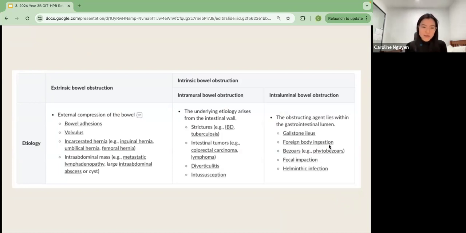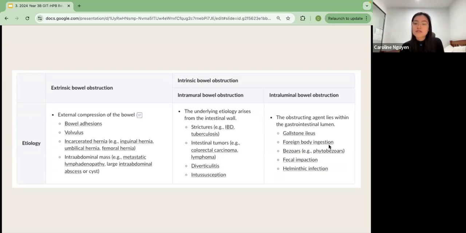For extrinsic, sometimes there's volvulus, that's the twisting of the bowel. I have a picture of it later. Hernias and intra-abdominal masses pushing on the bowel. And if it's inside the bowel, there are tumors, diverticulitis. In babies, you have intussusception. You don't have to know it now, so you can just cover that next year.